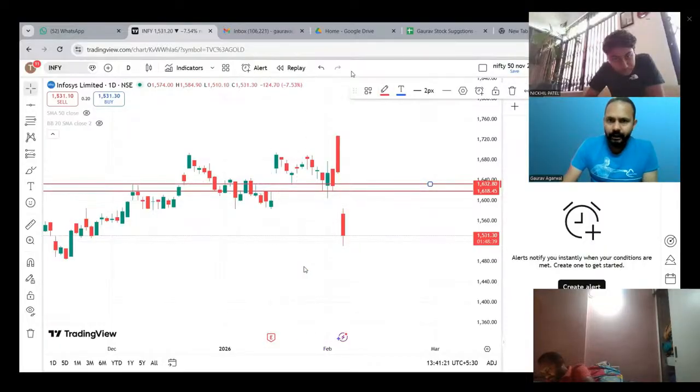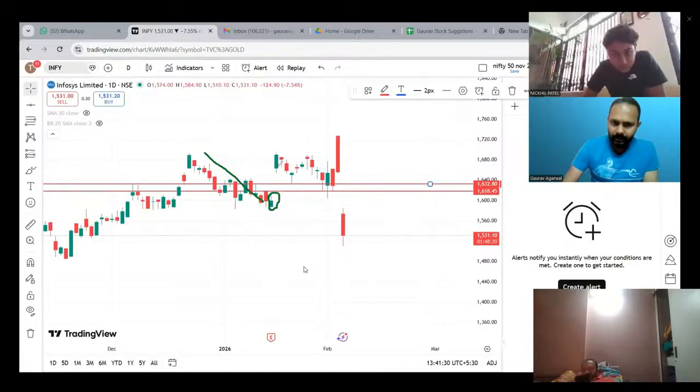So the last candle was this one, correct? This one, and that was the downtrend. The last candle, there was a downtrend. Yes. This candle, and next day there was a gap up here, right? Here, here. Yeah.